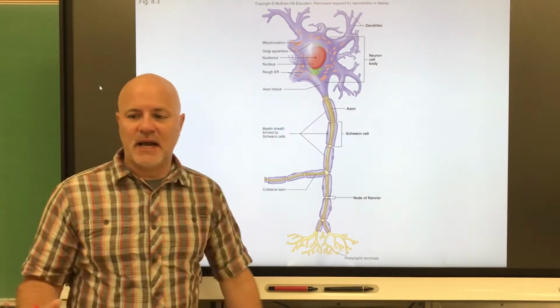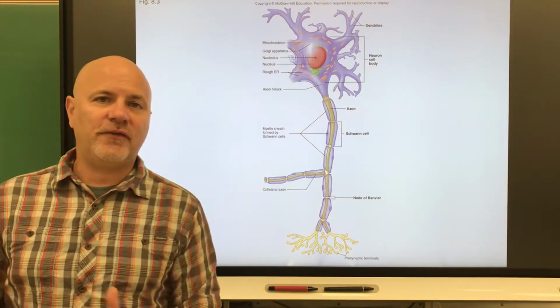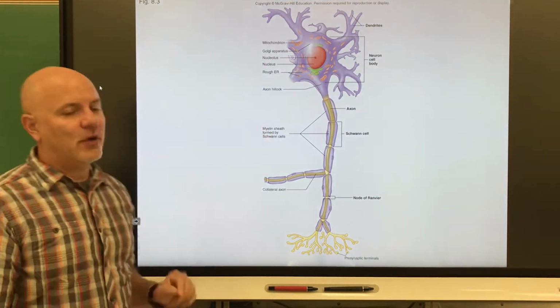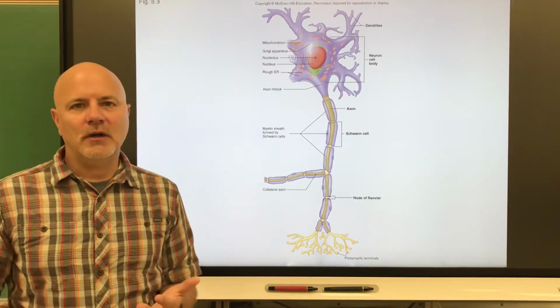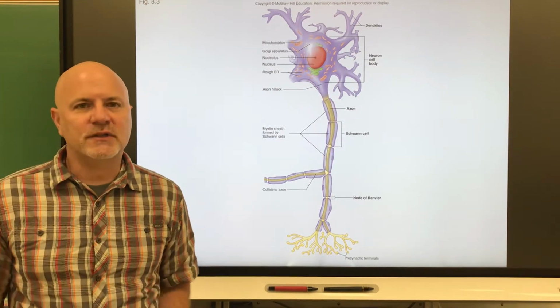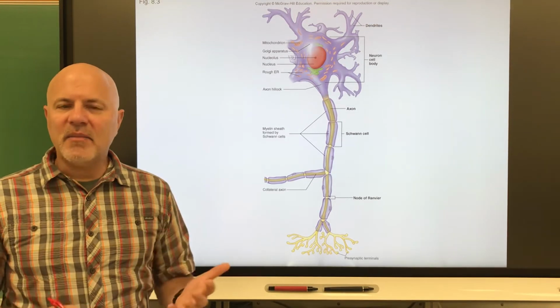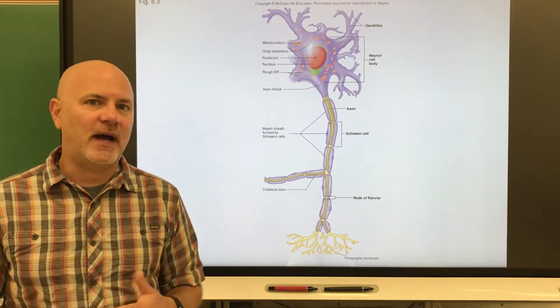Okay, let's look at the histology of the nervous tissue. We're going to start off looking at a neuron. So this is trying to show a neuron here. A neuron is a nerve cell. These are long-lived cells. They live pretty much as long as we do. They are amitotic, so they don't divide.